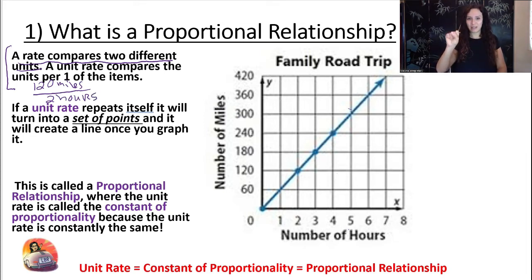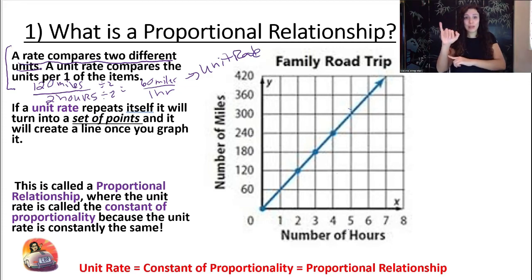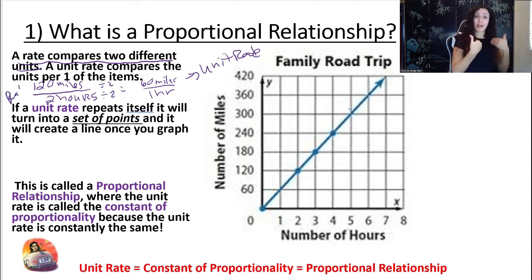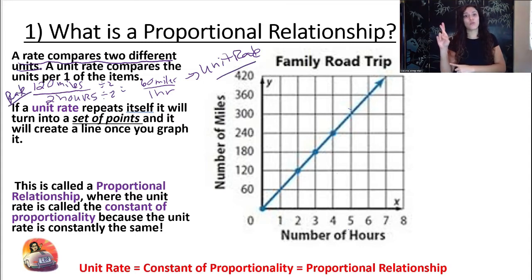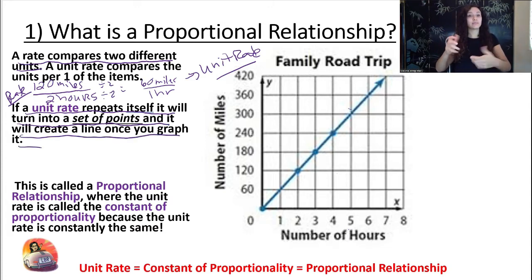that is my rate. But if I want to convert that to a unit rate, I can divide by that denominator and I get 60 miles per 1 hour. This is my unit rate. Okay, this is stuff that we've already covered. Our rate, what's given to us, and our unit rate. But if a unit rate repeats itself, it will turn into a set of points and it will create a line once you graph it.